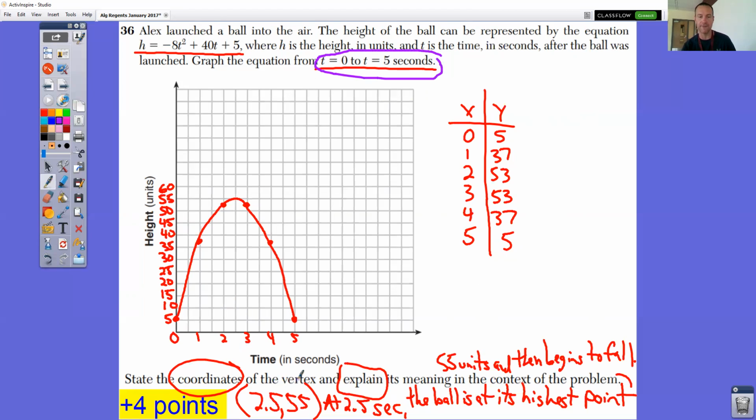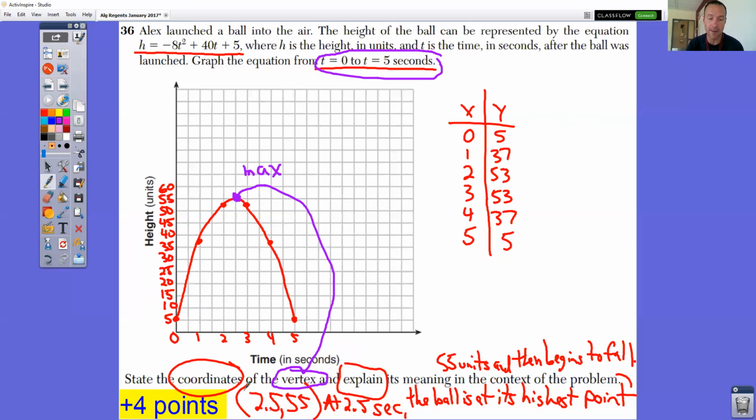State the coordinates of the vertex. The vertex is this point right here. How do I find that vertex? That is the max. So second calc, and we would find the maximum. The maximum is 2.5 comma 55. We have to state those as coordinates.